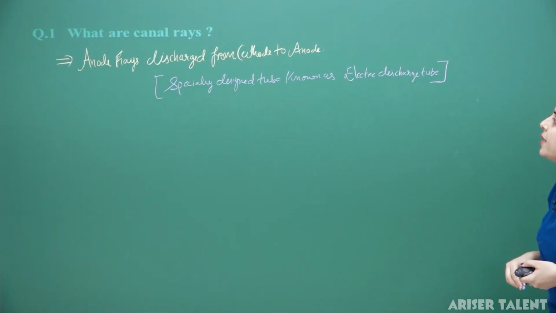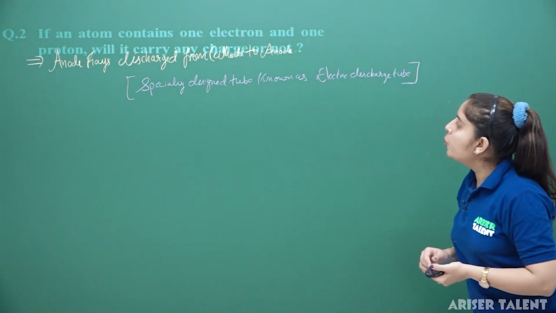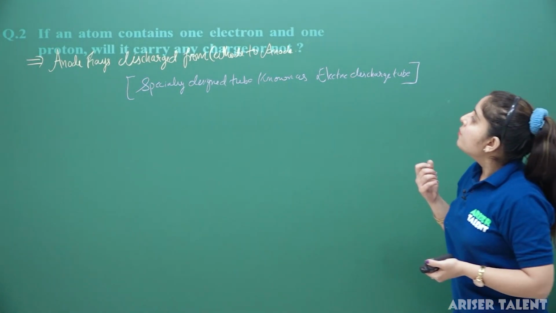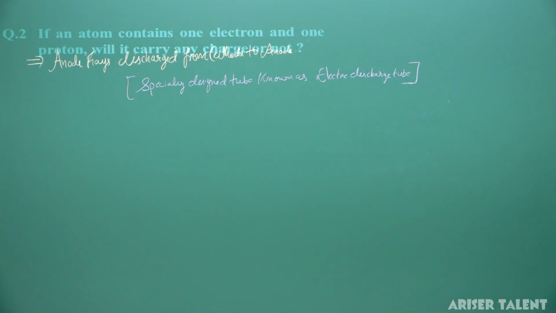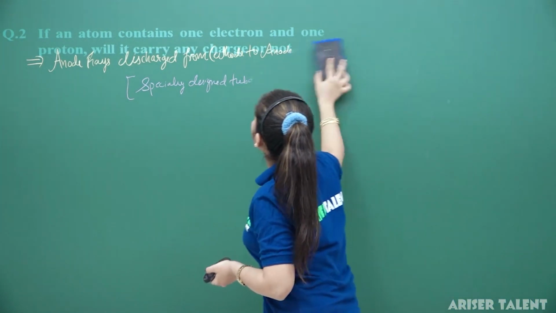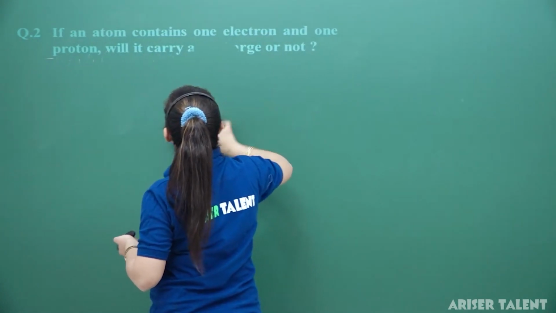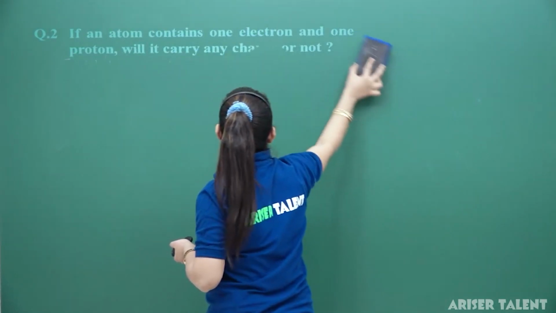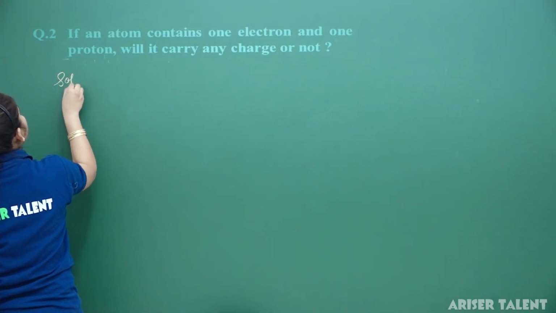Now we are with our next problem. If an atom contains one electron and one proton, will it carry any charge or not? If it has one electron and one proton, then the charge will be neutralized. So we have a solution for this problem.